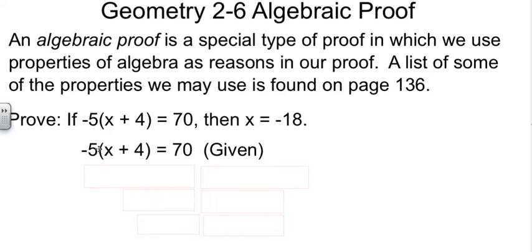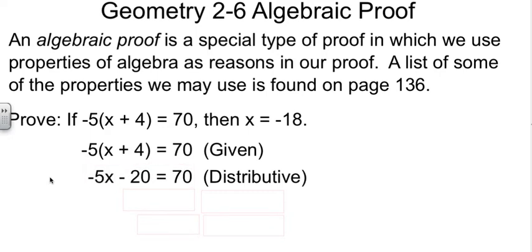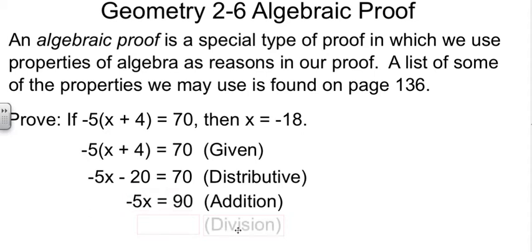Now, when you see something like this, if this were algebra and not geometry, hopefully the first thing that crosses your mind is to distribute. So let's distribute the negative 5, and you get negative 5x minus 20 equals 70. The next thing you would do in algebra would be to add the 20 to the other side. So we'll add the 20 over, and then you would divide by negative 5 to get to your answer, which is what you were hoping to get, x equals negative 18.